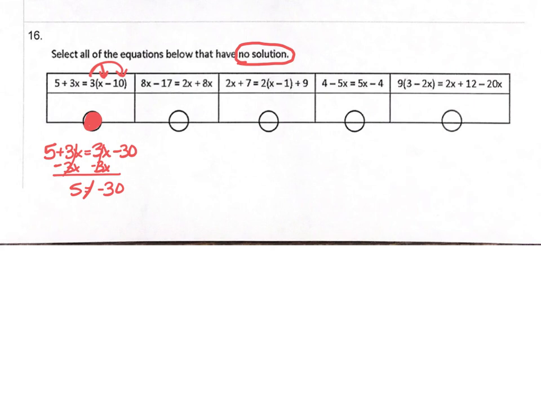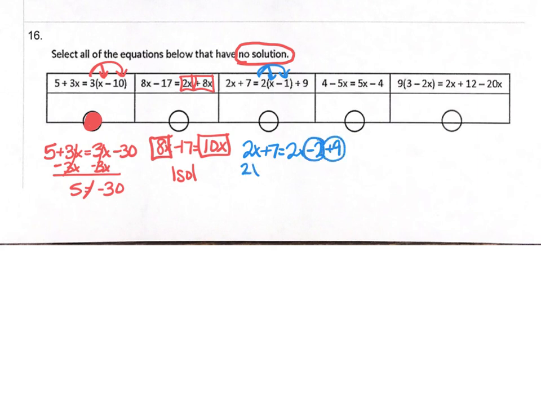In this next equation, we've got 8x minus 17 equals 2x plus 8x, which is 10x. I'm going to tell you right here, since these x terms are different, this one will have one solution. In our next equation, we have 2x plus 7 equals 2 times x is 2x, 2 times negative 1 is negative 2, plus 9. These are like terms on the right side, so we have 2x plus 7 equals 2x plus 7. These are the same, so this is infinitely many solutions.